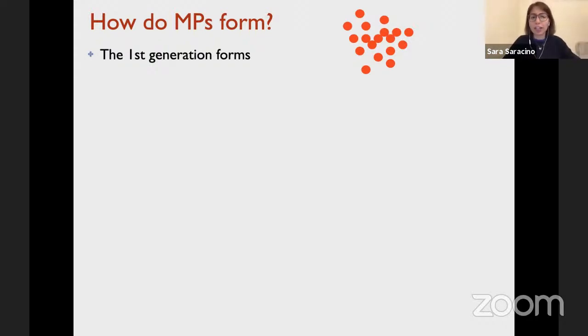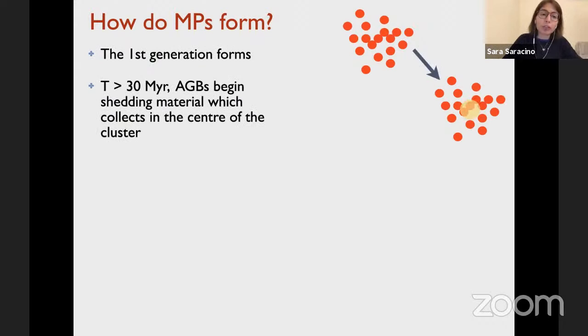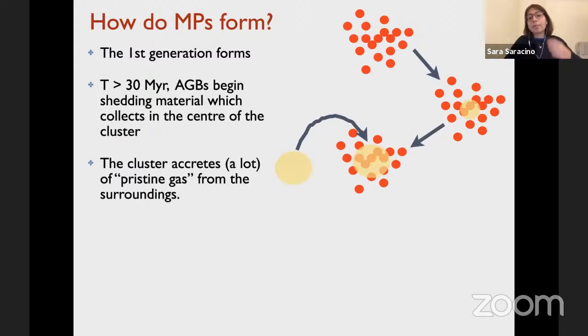Okay, so you have this first generation of stars that form, with all these red dots here. Then after about 30 megayears or so, all these massive stars evolve into the AGB sequence, so they start to shed material around, and all this material collects in the center of the cluster, so that at some point the cluster really needs to accrete some additional gas to create the second generation of stars. And this is an ad hoc assumption, so that we can get at the end all that the observations tell us about.